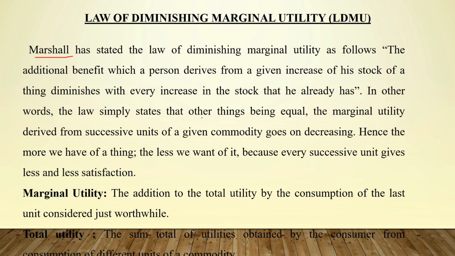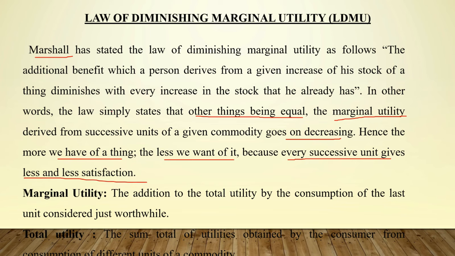If other things are equal, the marginal utility derived from successive units of a commodity goes on decreasing. Suppose we have more of the thing, the less we want it. Less of the thing, the more we will want it. Because every successive unit gives less and less satisfaction.